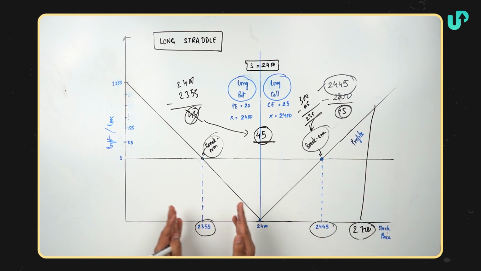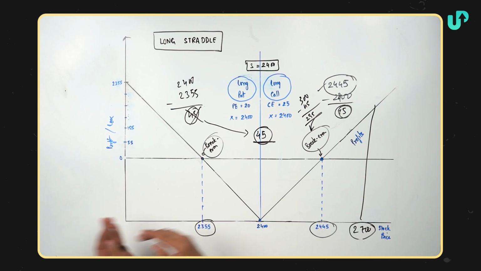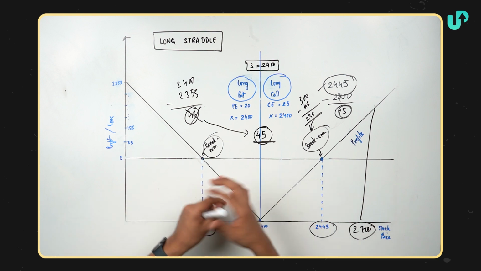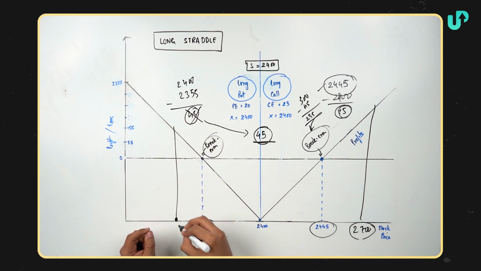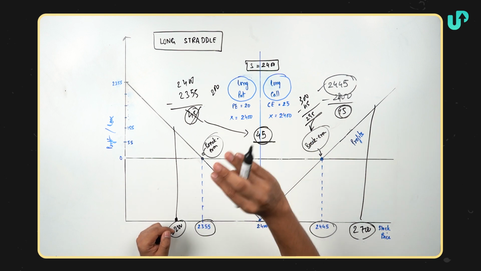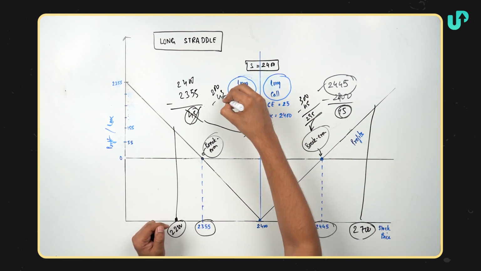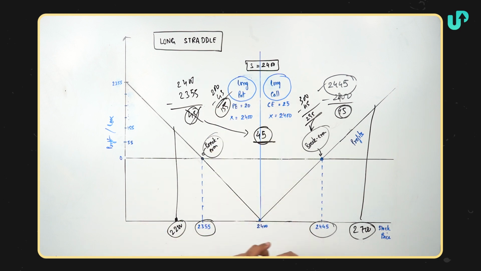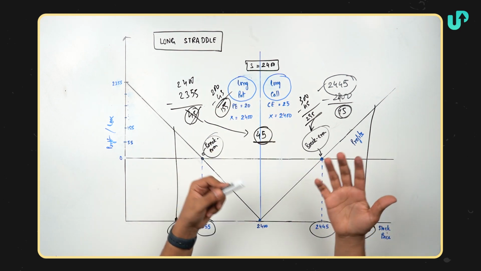If the price moves towards zero and beyond 2355, you will again make money. Say for example, the price has come to 2200. Now, if the price has come to 2200, again you'll make 200 rupees from the put option. The call option is worthless. You minus the premium amount that you paid originally, 155 rupees would be your profit. So this is how exactly straddles work.